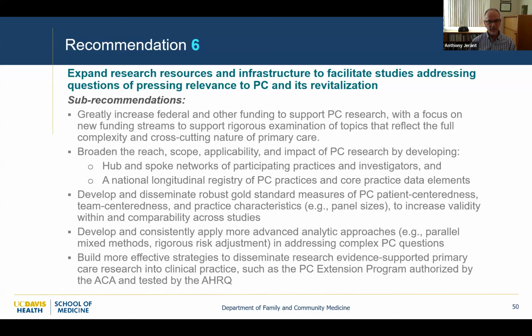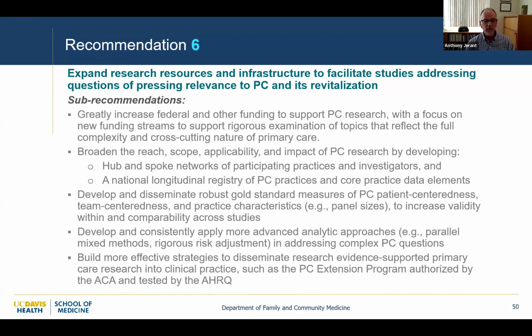We talked about the need for more hub and spoke practice-based research networks. In fact, again, I kind of had never thought about this. We do not have a national registry of primary care practices and core practice data elements. That's crazy. Think of the power that we would have if we had that to do analyses, but also know where we need to focus.